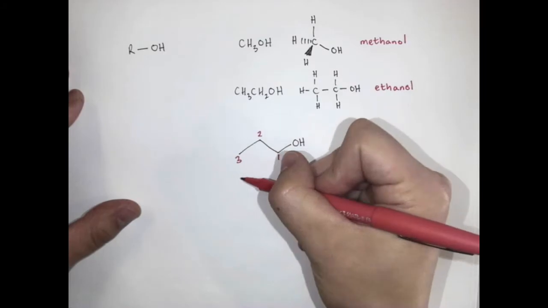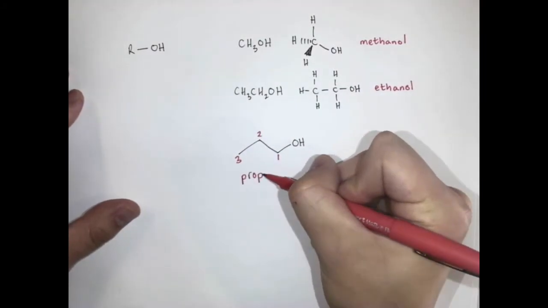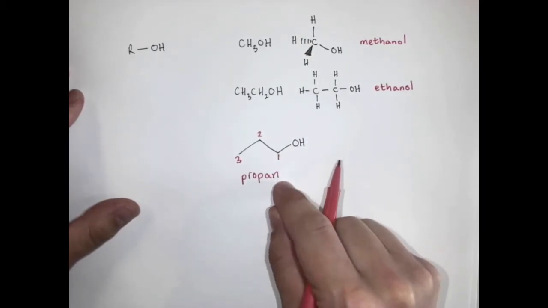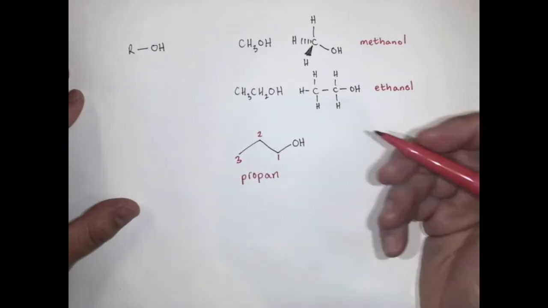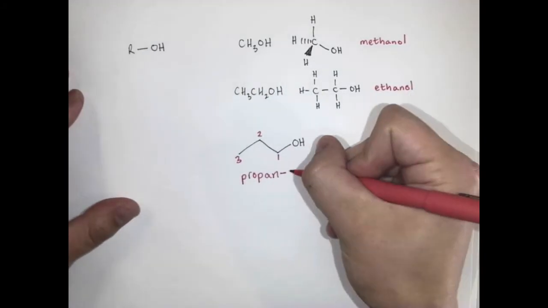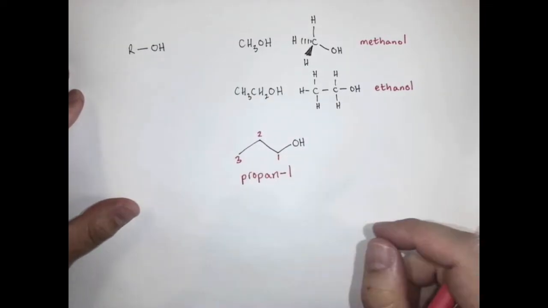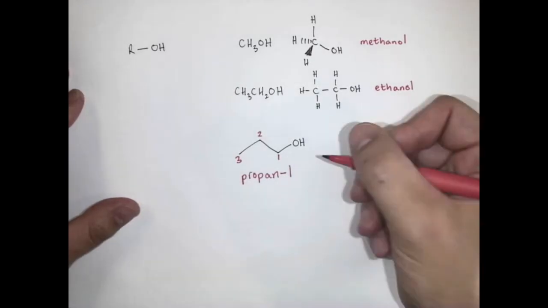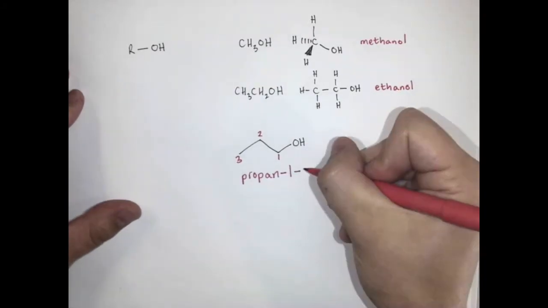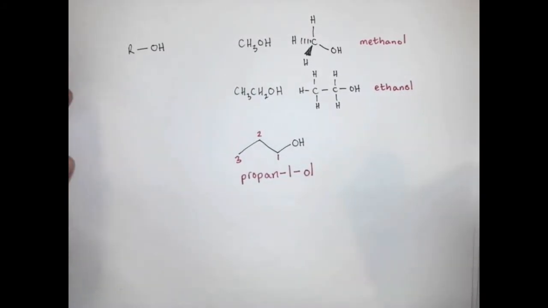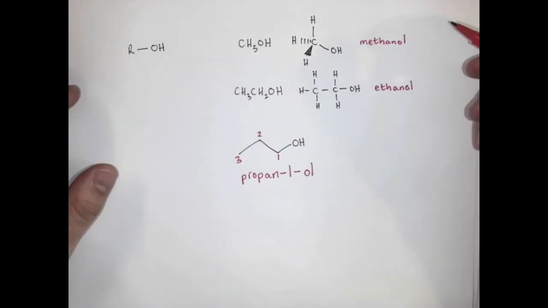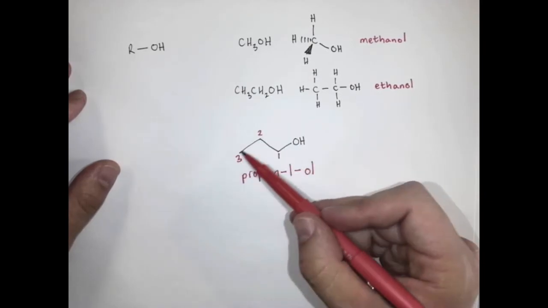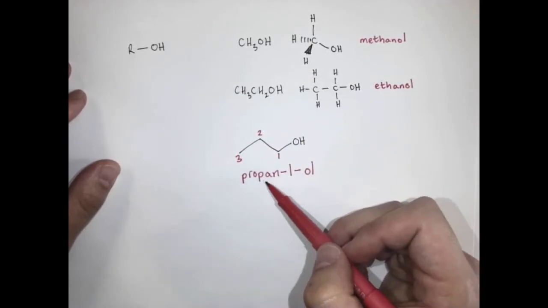All right, so how do I name this? I numbered it correctly. It's a 3-carbon chain. So the root is going to be propane, but with an alcohol, I drop the E and I just write propan. Then I write a hyphen and I write the number of the carbon that the hydroxyl group is bonded to. So this would be propan-1. Then I write another hyphen and then I write my suffix. And the suffix for all alcohols is going to be -ol. You've seen that with methanol and ethanol. When I have a hydroxyl group bonded to carbon 1 in a 3-carbon chain, it's called propan-1-ol.